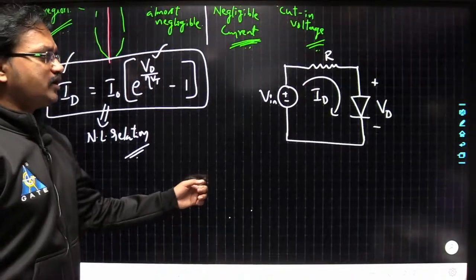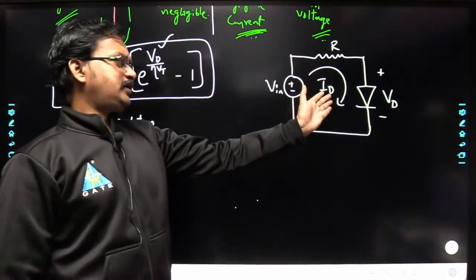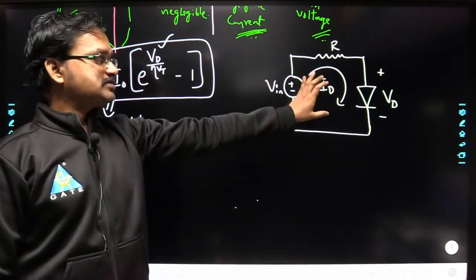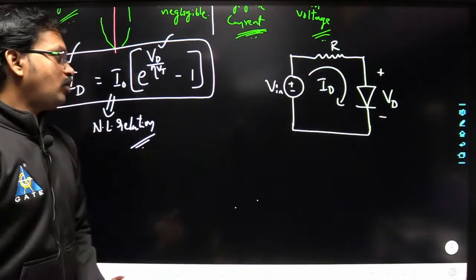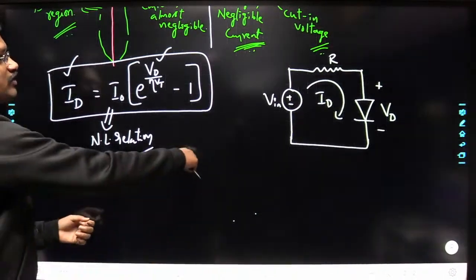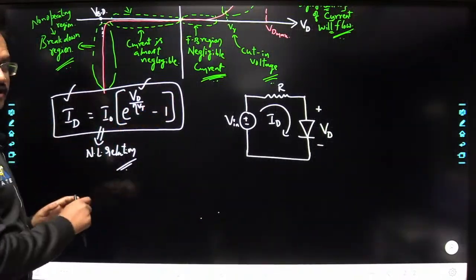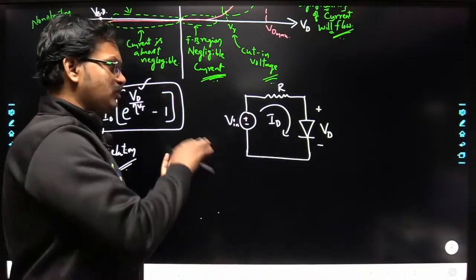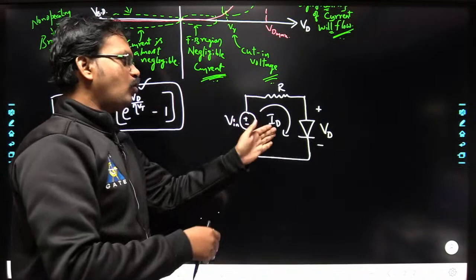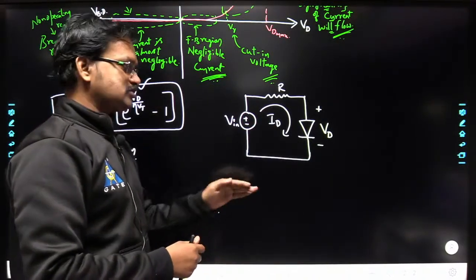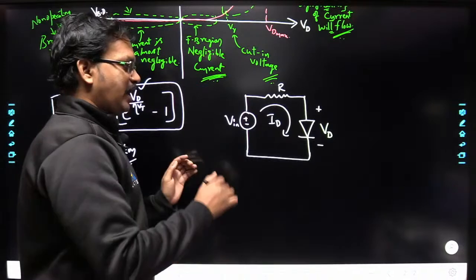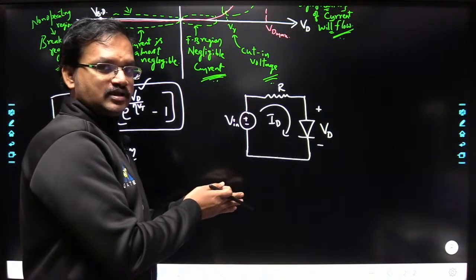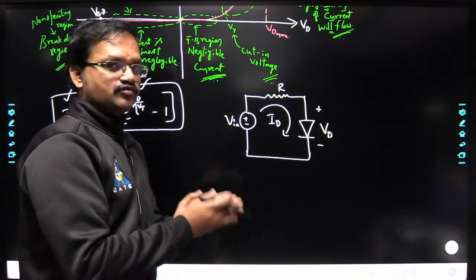Now see here. If I want to determine this current ID in the circuit, and I follow exactly this non-linear relation, then by using this non-linear relation, how can we find ID? That's what we are going to see first. So I am doing exact analysis here. If we do exact analysis, is it possible to determine ID or not? That's what we are going to see.